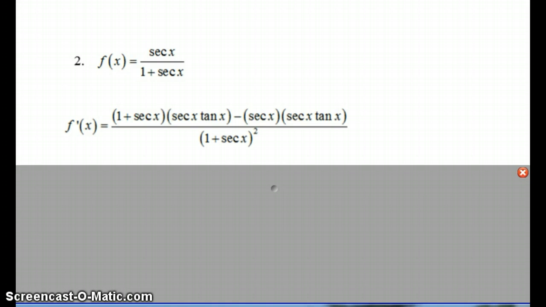So here I took the derivative of low d high. So this is just low, just the bottom, and this is the derivative of the top. And then we have high, that's just the top, and the derivative of the bottom, all over low squared.